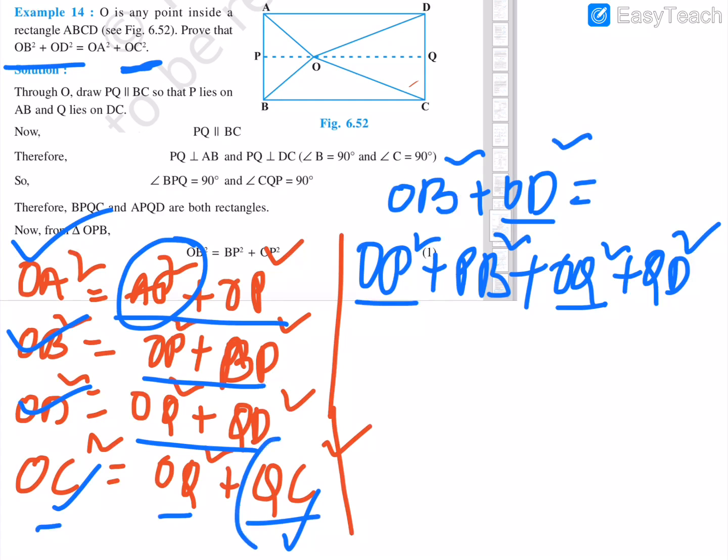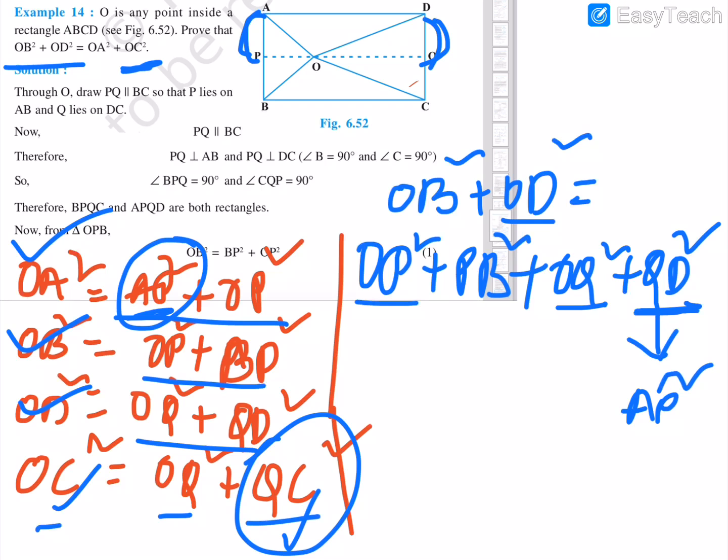Now let's observe what we need. AP. AP is equal to what? In the place of AP we can write DQ. So let's search for DQ. We have DQ square. In the place of DQ square we can write AP square, because that part is also a rectangle. So OP square plus AP square, we got these two.